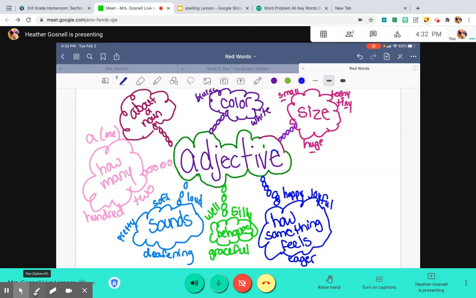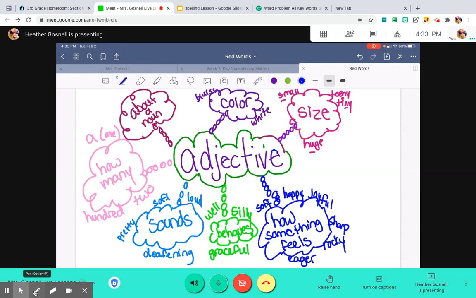relieved, stressed out, right? How something feels, if you're talking about an object, it might be the texture, something like rocky, sharp. Those scissors were sharp. The noun being scissors, the adjective being sharp. Soft. That bed was soft. The noun being bed, the adjective being soft.